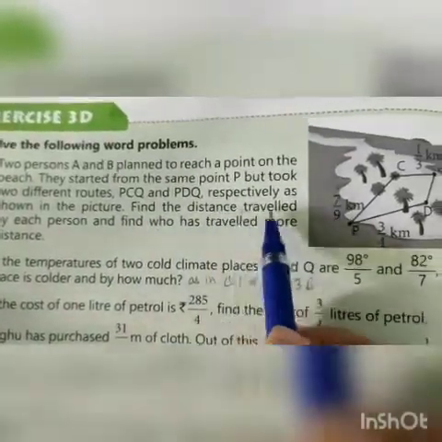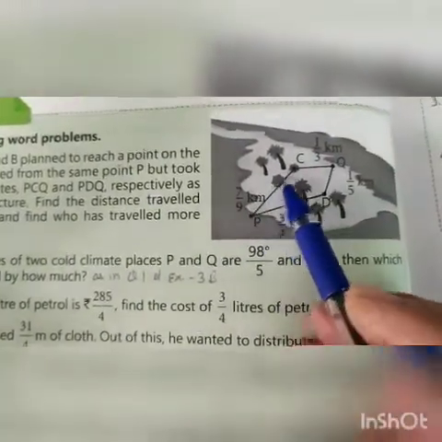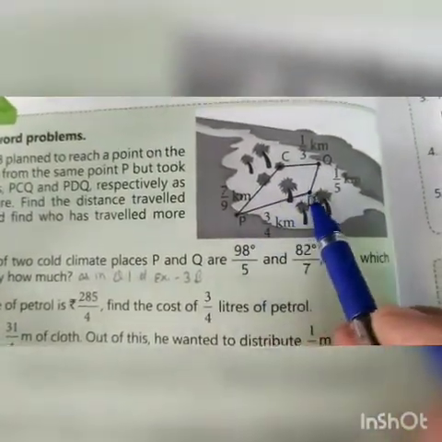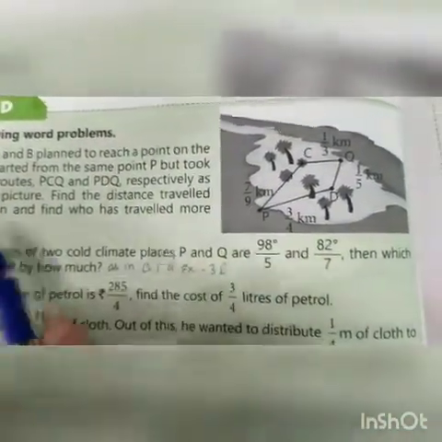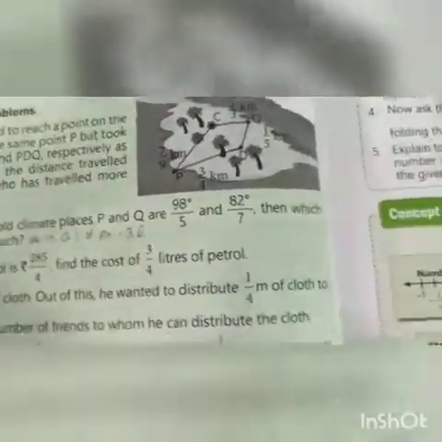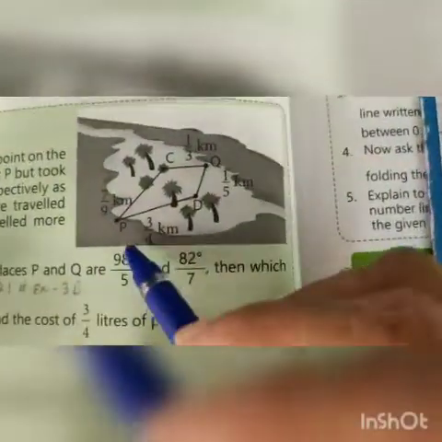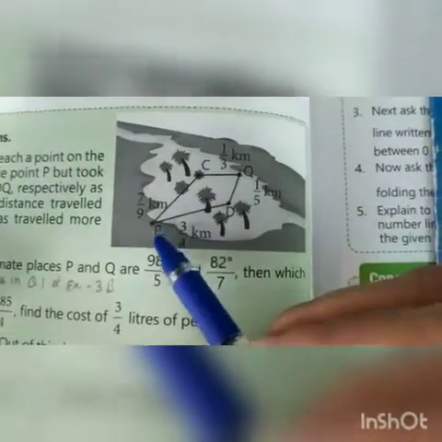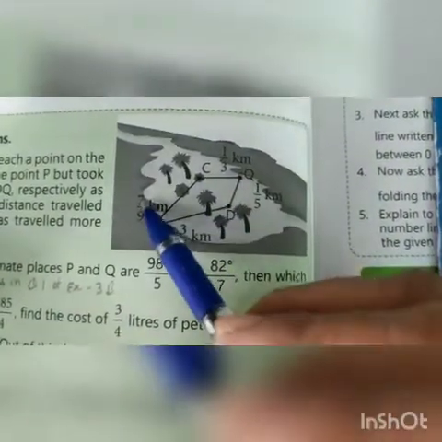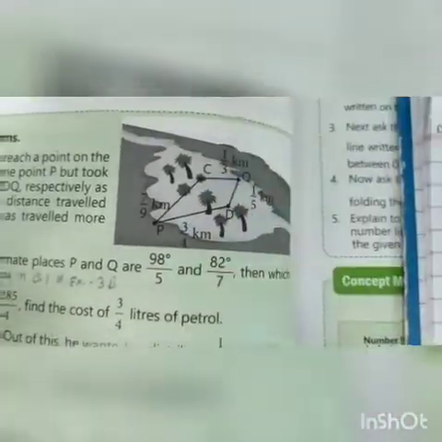Find the distance travelled by each person. We have to find the distance travelled by person A and person B, and find who has travelled more distance. We also have to find whether A has travelled more distance or B. So students, what we will do? Person A is using this route from P to C, then from C to Q. Distance from P to C is 7/9 km and distance from C to Q is 1/3 km.